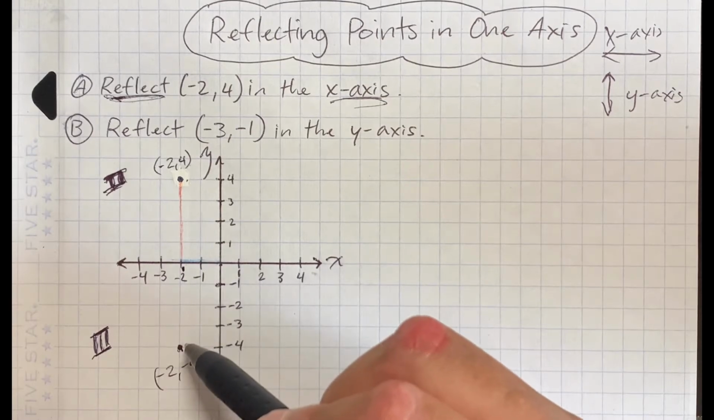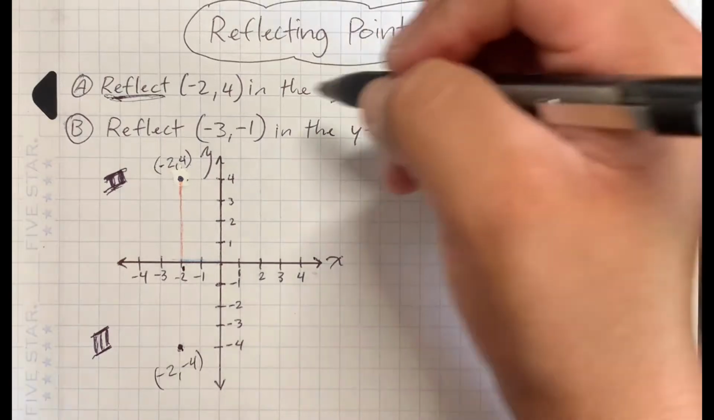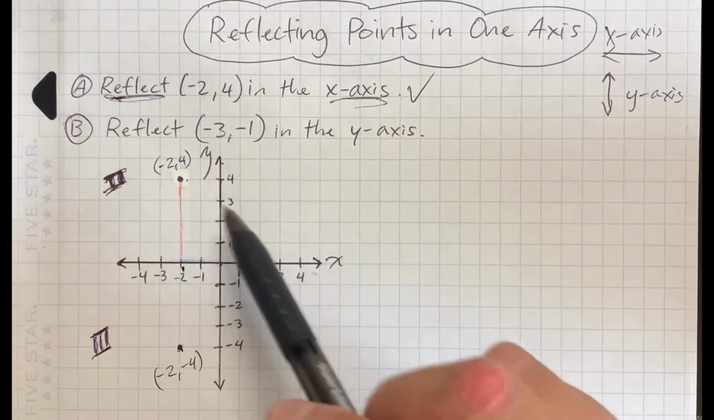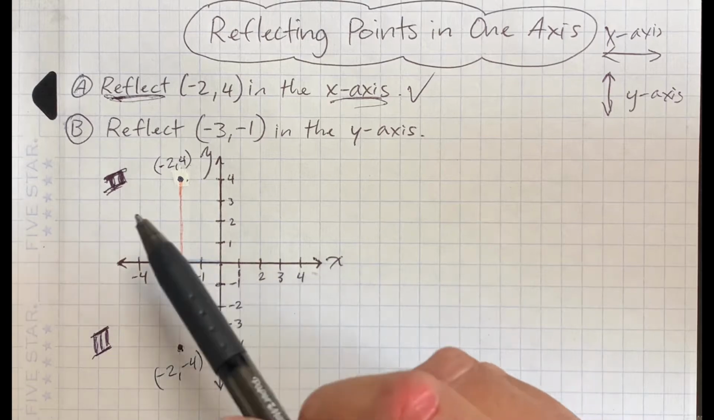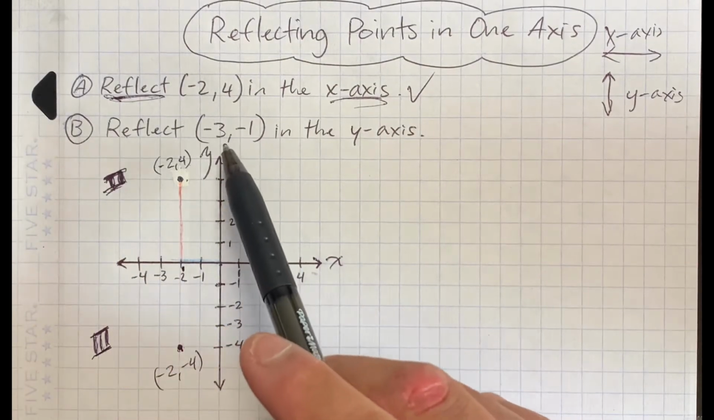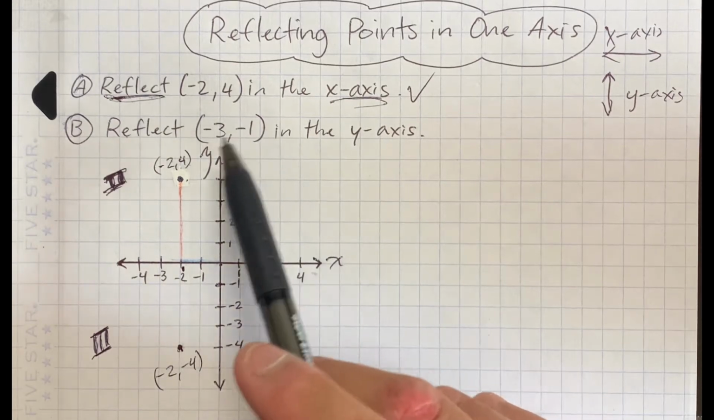All right. So there you go. All right. So we did letter A. So that's done. So we reflected -2 and 4 on the x-axis. Now for B, we want to reflect -3 and -1 in the y-axis. So first of all, let's plot that first.